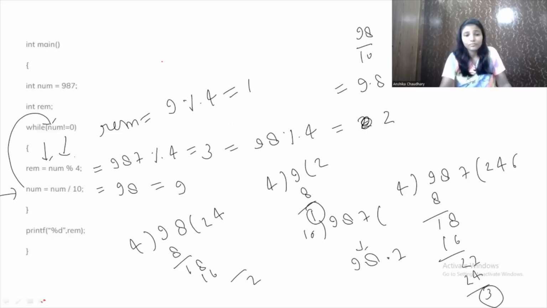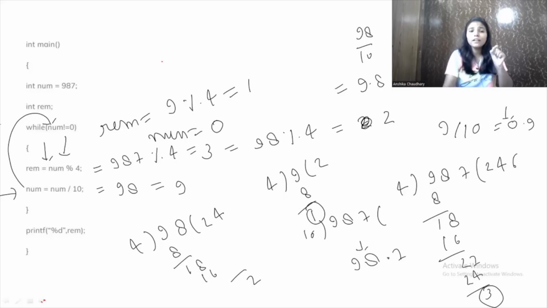Now at this line, num assign num divide by 10. This time the num value is 9, so num divided by 10 will be 0.9, right? But it only stores the integer value, so it will store 0. So this time the number value is equal to 0. We will again come into the while loop and check the condition whether 0 is not equal to 0. 0 is equal to 0, so the condition is false here, right? And we will come out of the while loop.